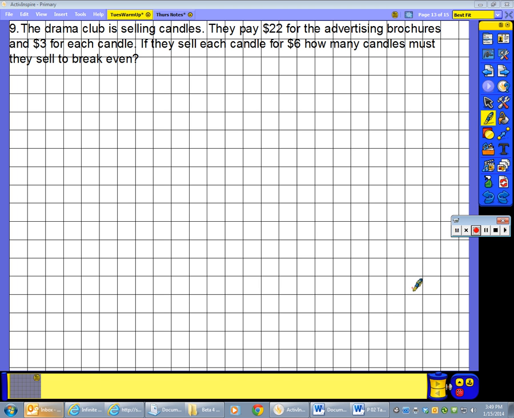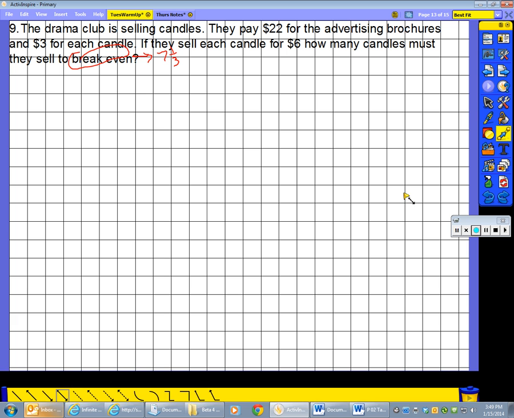Okay, now we've already solved this problem. Whenever we did, we found out that the break even amount of candles they had to sell was 7 1/3 candles. But you can't sell part of a candle. So in order to at least break even, you had to sell 8 candles. Okay? But now we're about to graph this thing.